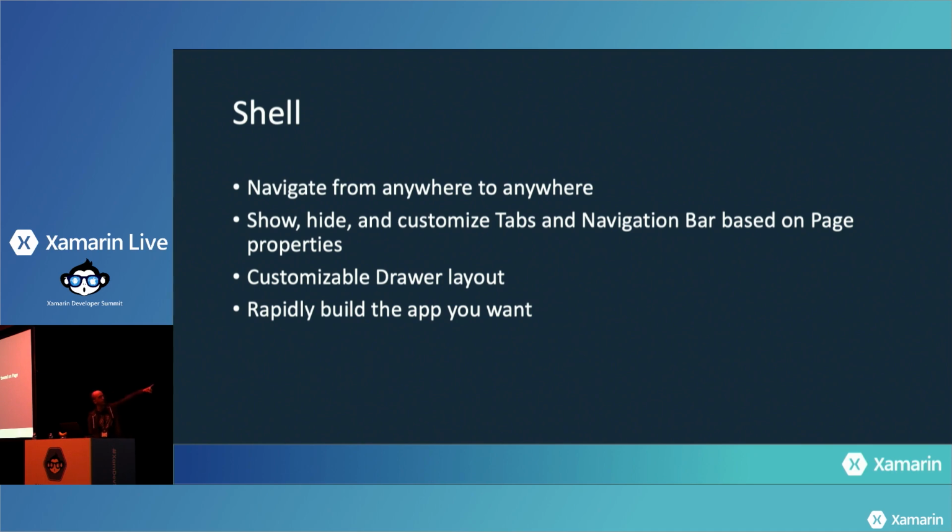This is kind of what I was talking about. You can customize your tabs and your navigation bar just based on page properties, so that each page can dictate how it wants to display and the effect that it has. So if you're moving to a details page where you want the tabs gone, you just have the tabs gone. It's nice and easy. You can customize the drawer layout. All of the features of the Shell are templatable. So you can create a template for all the items. You can create a template for the top. It's really easy to rapidly get to an application starting point. So yeah, that is where we're going with Shell.